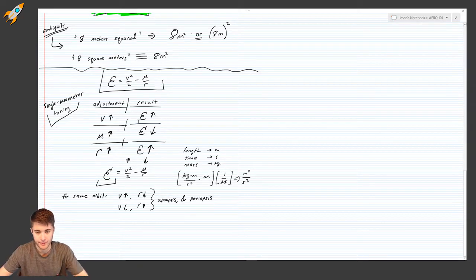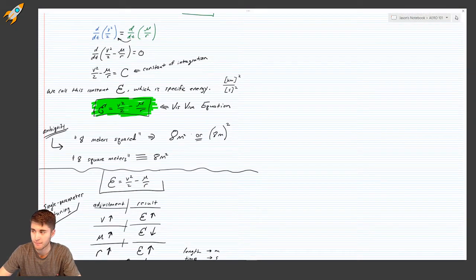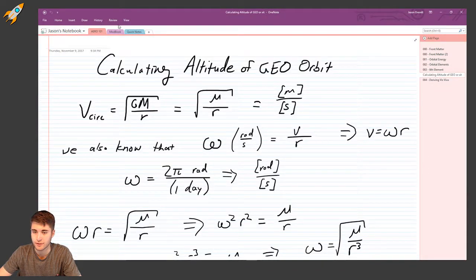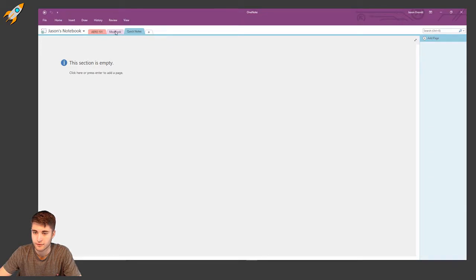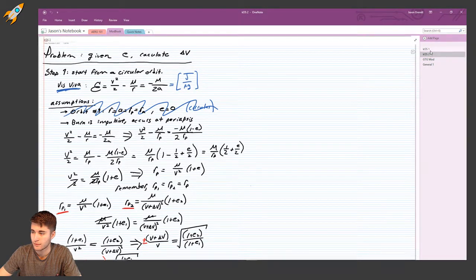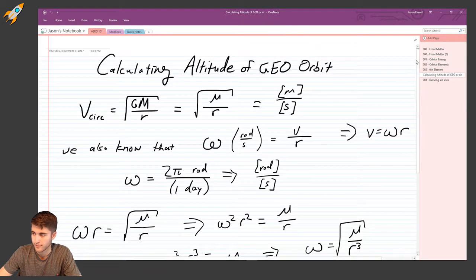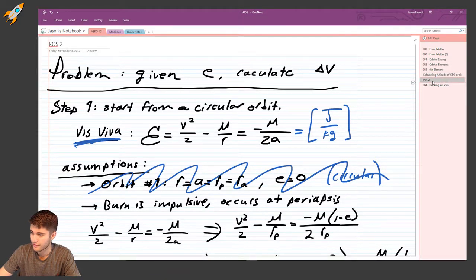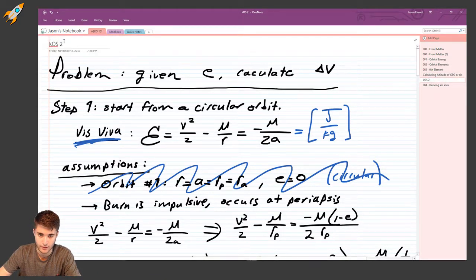All right, so here's what we're going to do. We're going to go over the worksheet now. So let's see. Deriving Vis Viva. This is an extra, right? This is not KOS notes. This should be in AERO 101. And this is E.